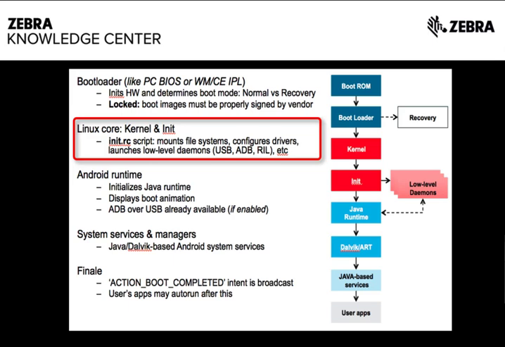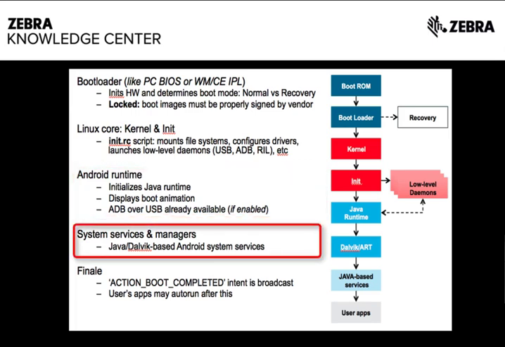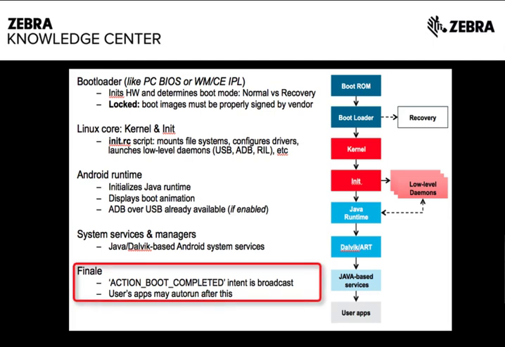The init script launches and initializes Android runtime. Everything beyond this point is happening in Java world. Android runtime does some preparations and then starts launching all the Java-based system services and managers. This is when you see the boot animation. Finally, a message is broadcast across the OS that the boot is complete, which triggers the auto run of user-installed applications, which must explicitly request permission to run at startup.